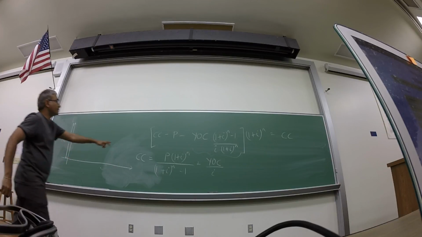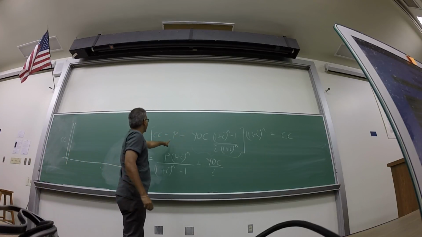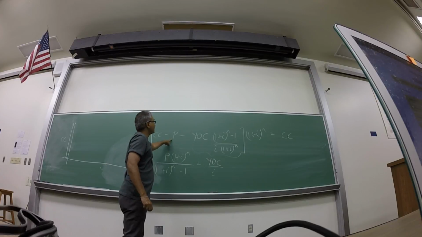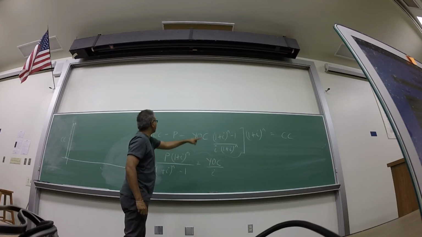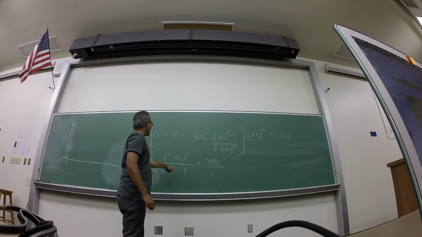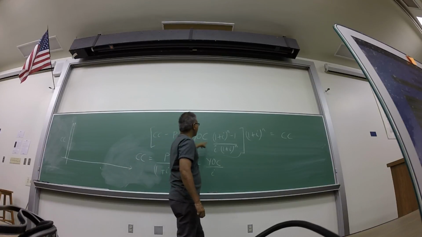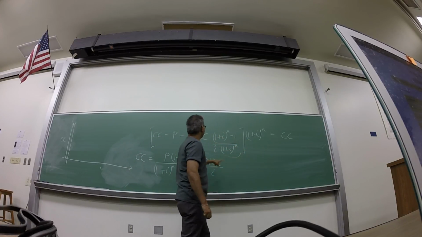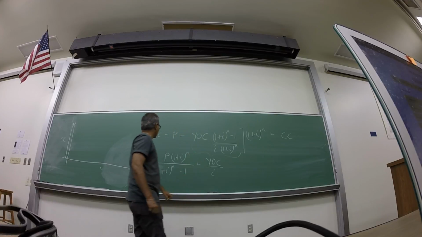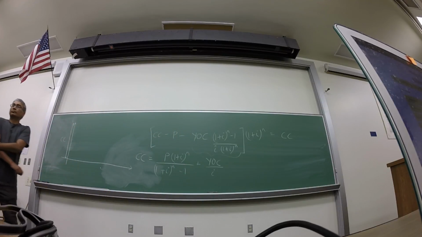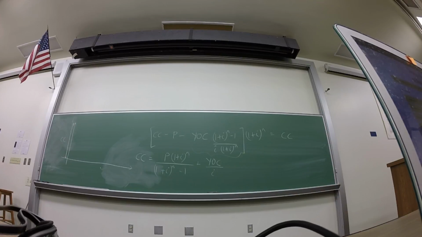Right? So I take the CC term on the other side. So P goes to the other side with the plus. So P(1 plus i)^n, CC comes here. So you get (1 plus i)^n minus 1 for CC. This cancels, this cancels that, so we're left with YOC over i. Okay? Make sense?